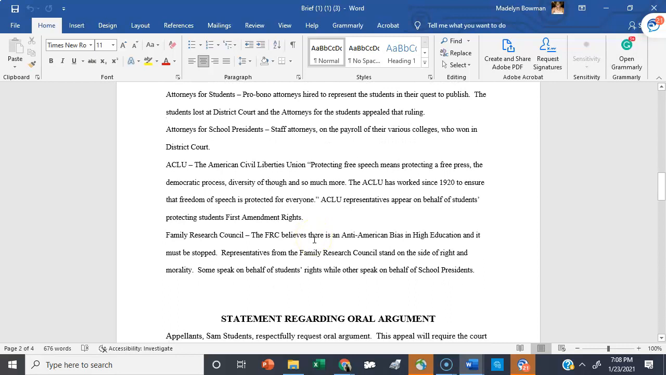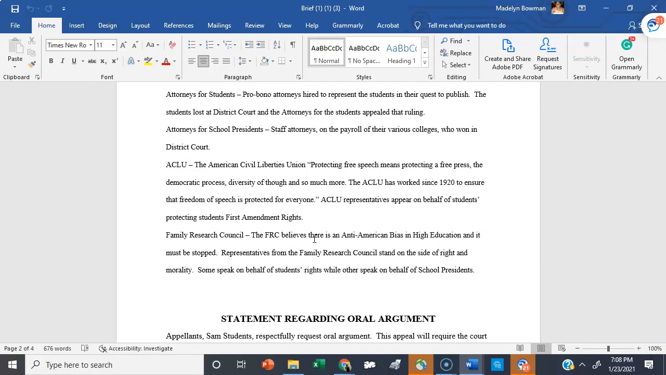then there is the Family Research Council. And by the way, the American Civil Liberties Union will be making arguments on behalf of the students. So you'll have the students' attorneys making arguments, and you'll have the ACLU making arguments for the student. For the presidents, I had a hard time with this one, but I finally decided that the attorneys for the presidents and the Family Research Council would argue on behalf of the presidents.